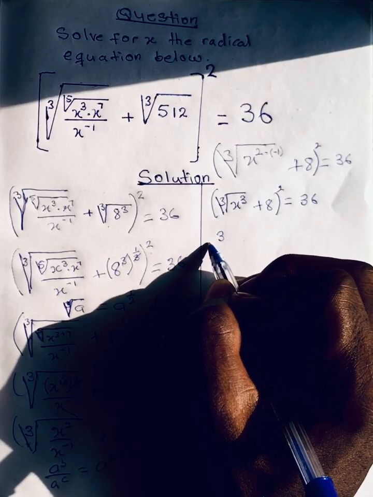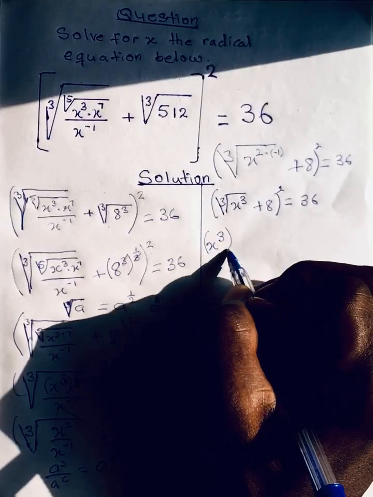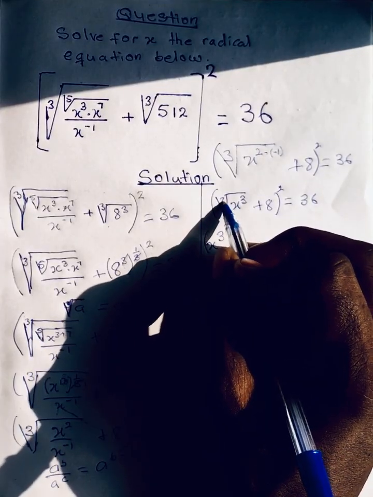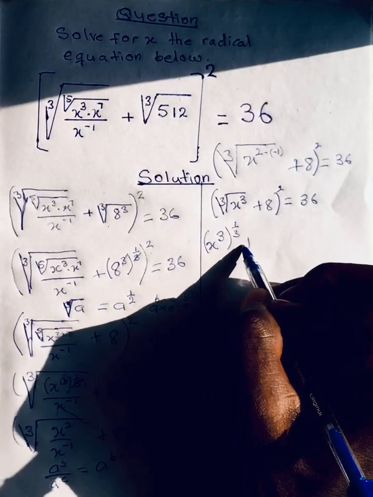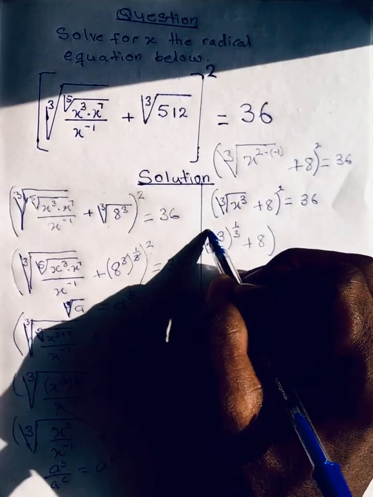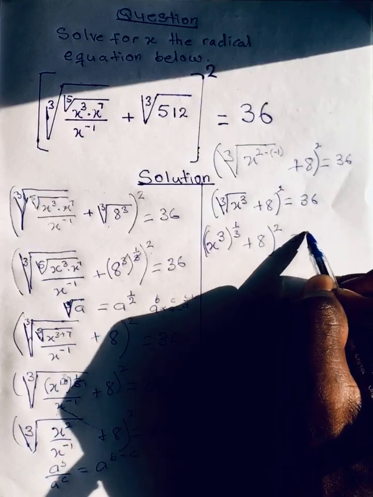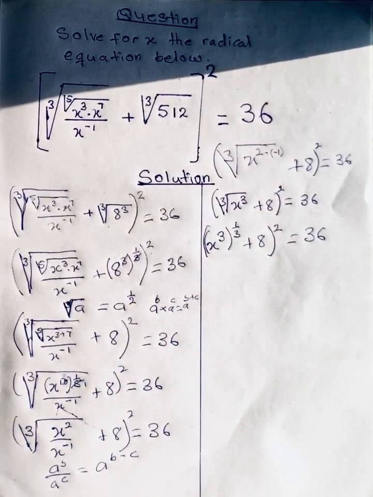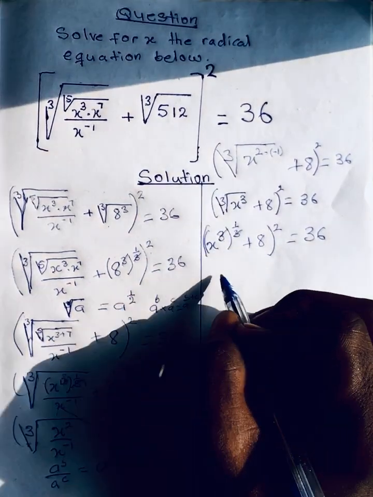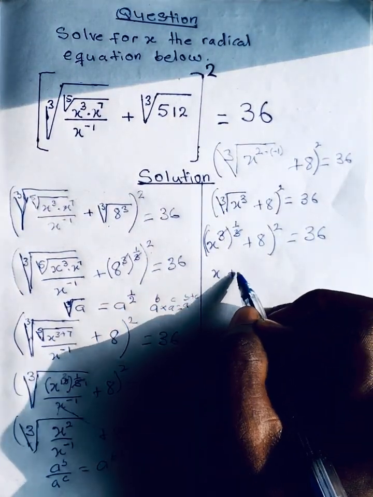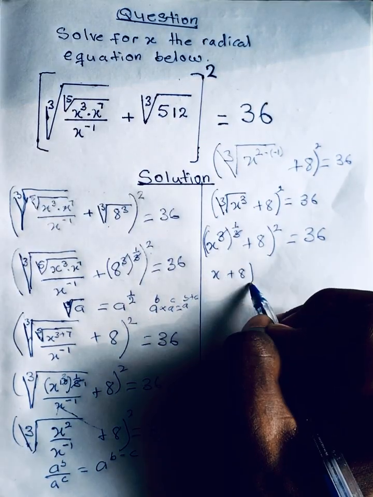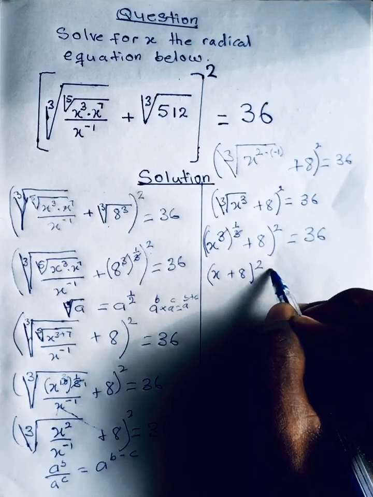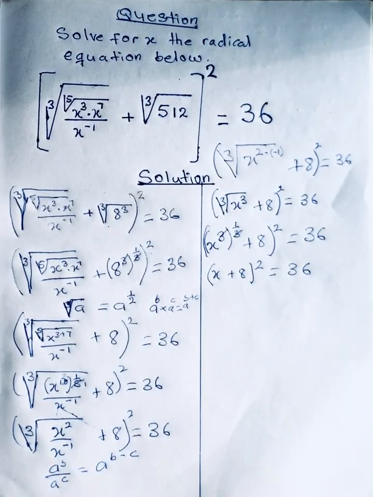x to the power of what? Let's x to the power of 3. Because of the cube root here, it will be 1 over 3 plus 8 all squared equal to 36. So this will cancel this. Then we have x plus 8, x plus 8 all squared. This will give us 36.